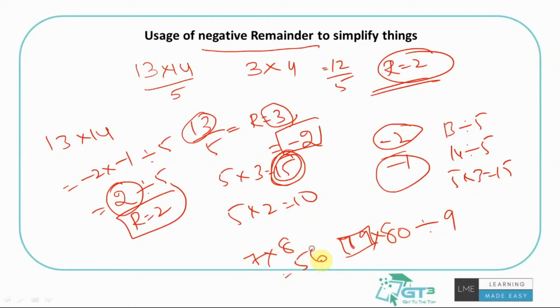So this will become 56. Again, when I divide by 9, the closest one is 9 6s are 54. So the remainder is 2. Right, it is taking some time. Rather, let me use this, right?